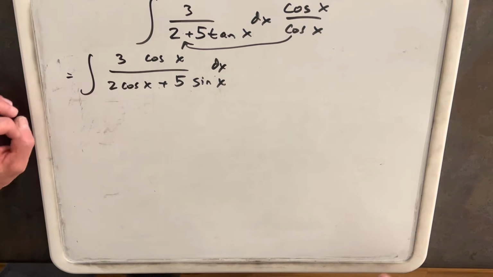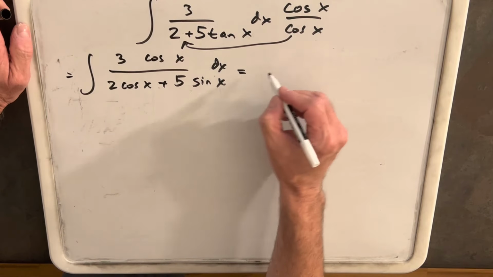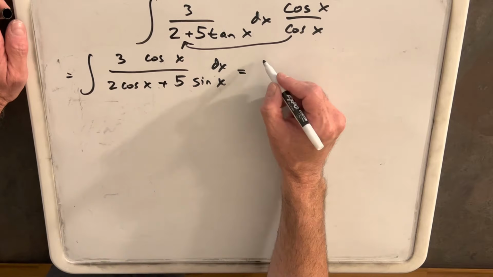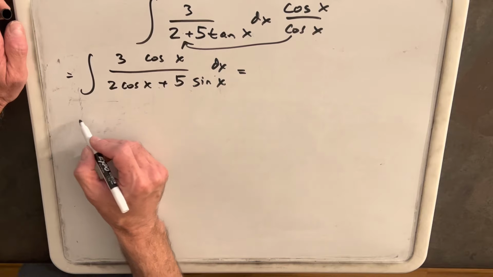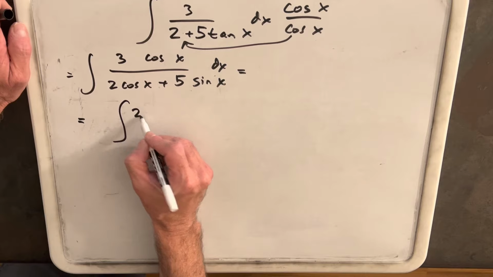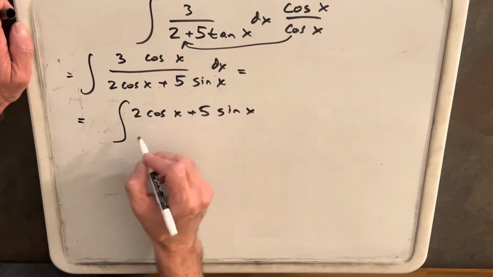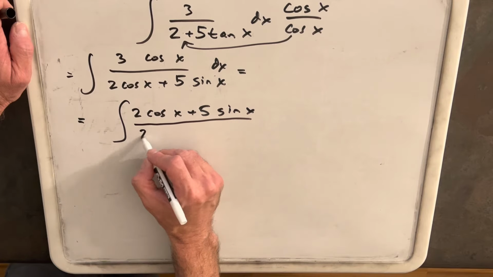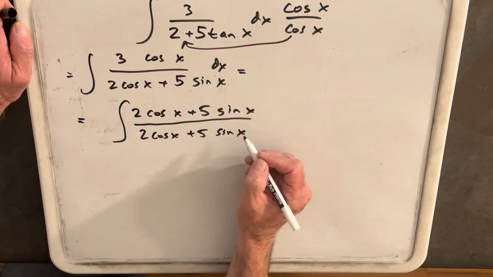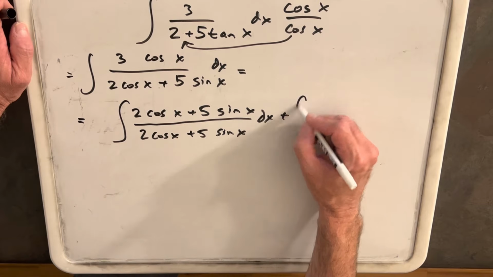Now, like what we did in the previous videos, we would like to have something that's easier to work with. Let me write what we would like to have. We kind of wish this was something like 2 cos x plus 5 sine x over 2 cos x plus 5 sine x, right? Because then that's just 1, and we'd be able to integrate 1, which is easy.